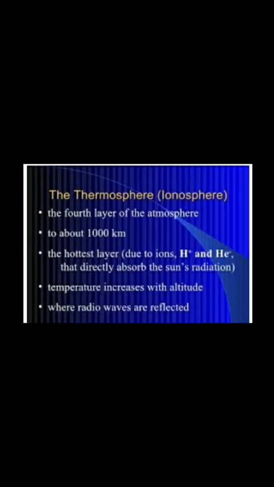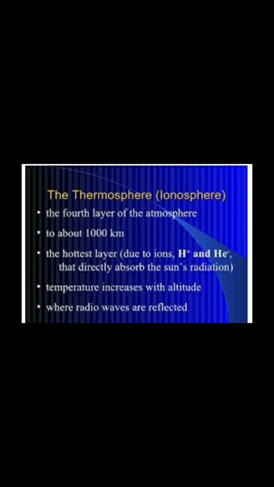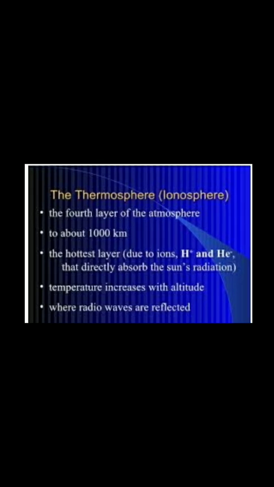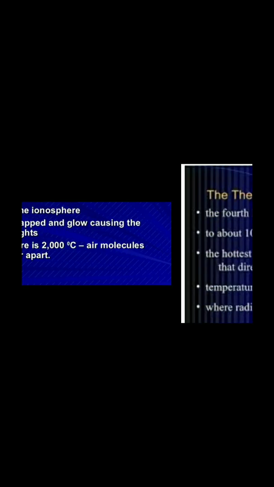The ionosphere reflects the radio waves back to the earth, thereby making radio communications possible. I am going to read this point given in this image. The fourth layer of the earth's atmosphere, to about 1000 kilometers, is the hottest layer, the temperature increases with altitude, and radio waves are reflected. This is the summary we can give about the ionosphere.